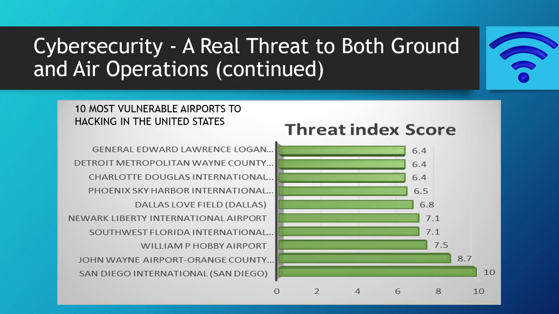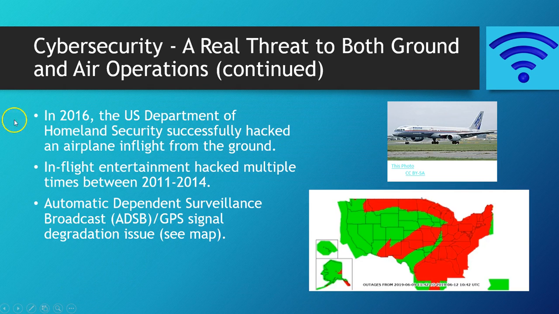So not listed on the above chart are two of the lowest reported risk airports, which are Chicago's Midway and Raleigh-Durham International Airport. So in 2016, our worst fear became a reality. Researcher Ruben Santamarta from the U.S. Department of Homeland Security successfully accessed SATCOM and Wi-Fi in an in-flight airplane. Also, in-flight entertainment was hacked on multiple occasions in a 3-year period, which is just unacceptable.